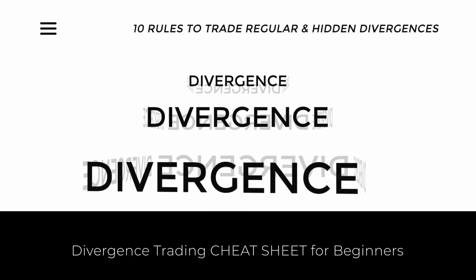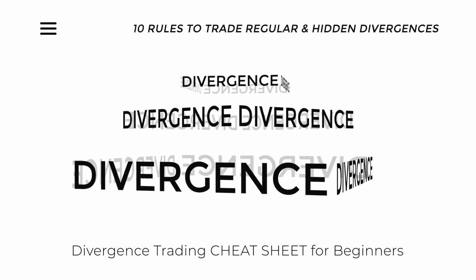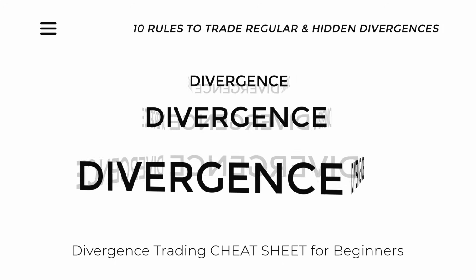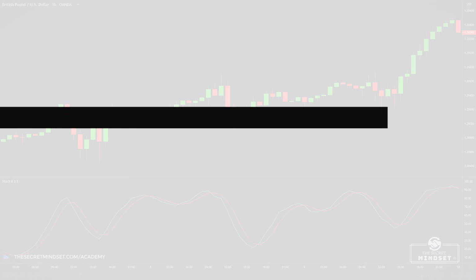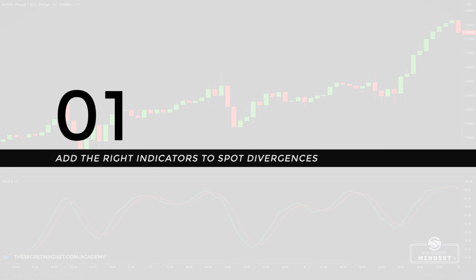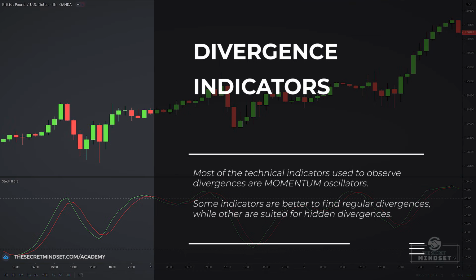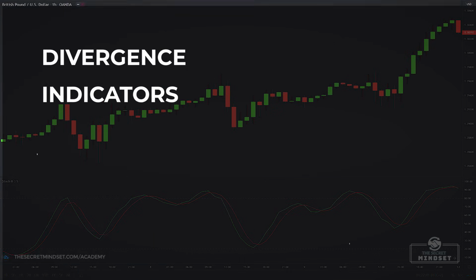In today's video, we'll talk about divergence trading, and I will share 10 important rules you must follow to profit consistently from market divergences. First rule is to use the right indicators to spot divergences. Most of the technical indicators used to observe divergences are momentum oscillators, but some indicators are better to find regular divergences, while others are suited for hidden divergences.